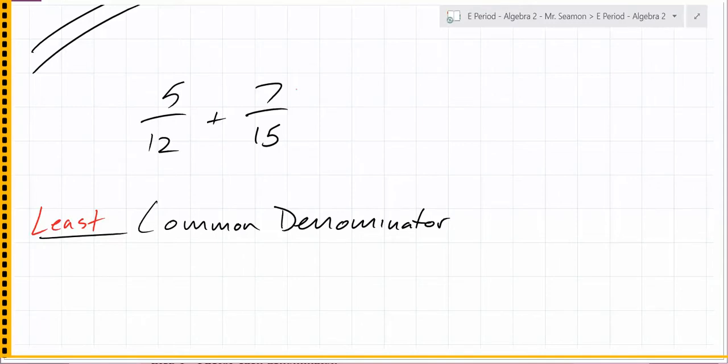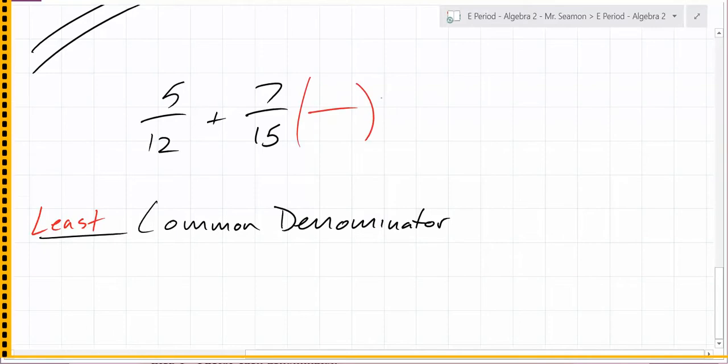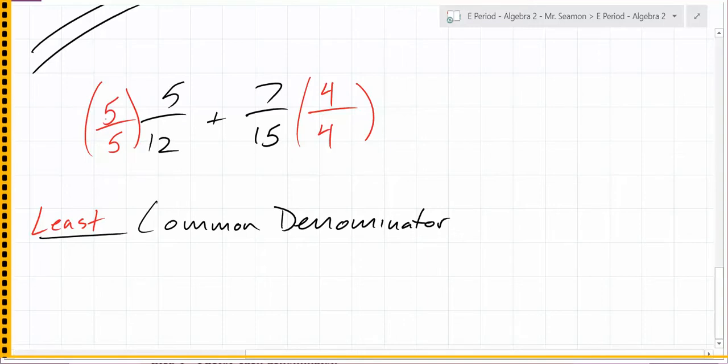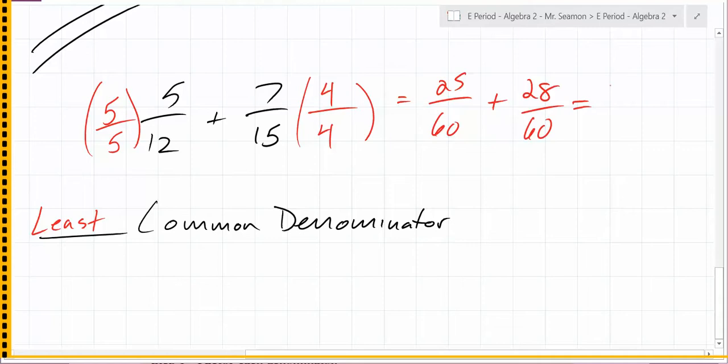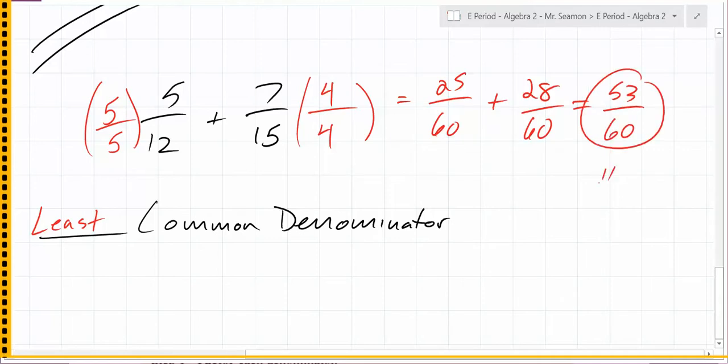So what do you multiply 15 by to get 60? 4. And if you multiply 4 on the bottom, you have to multiply 4 on the top. What about 12? What do you have to multiply 12 by? 5. So what do you multiply on the top? 5. Have we changed anything by multiplying by 1 twice? No. What does this equal? 25 over 60 plus 28 over 60. So what's that going to be? 53 over 60. Nice. So we've added them together.